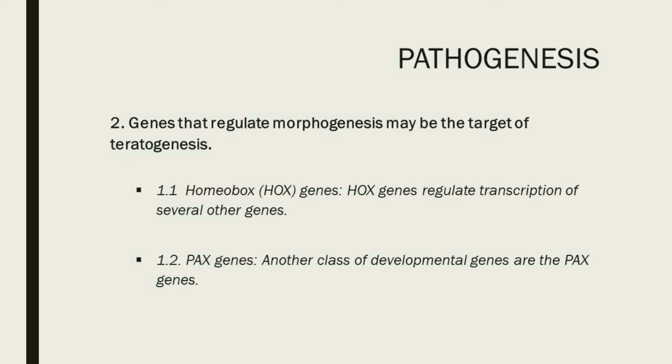Second key basic concept of human developmental disease: the genes that regulate morphogenesis may be the target of teratogenesis. First, agents that affect Hox gene expression have been found to cause deformities in experimental animals. At least part of the teratogenic effect of some drugs is now considered to be mediated through Hox gene regulation. Second, human abnormalities are caused by mutations in two of the PAX genes, PAX3 and PAX6.